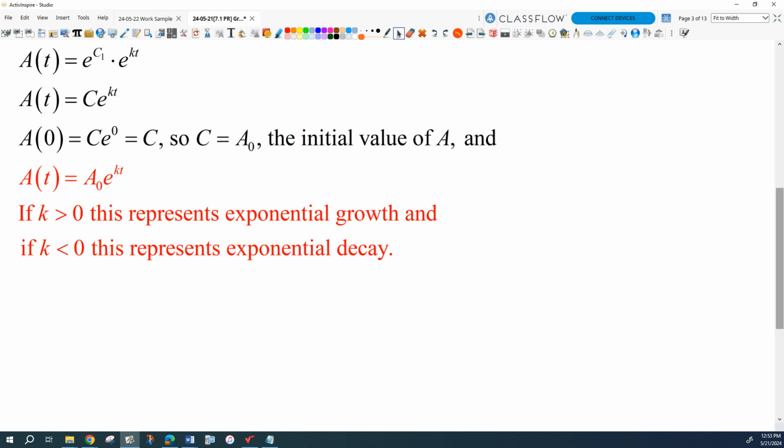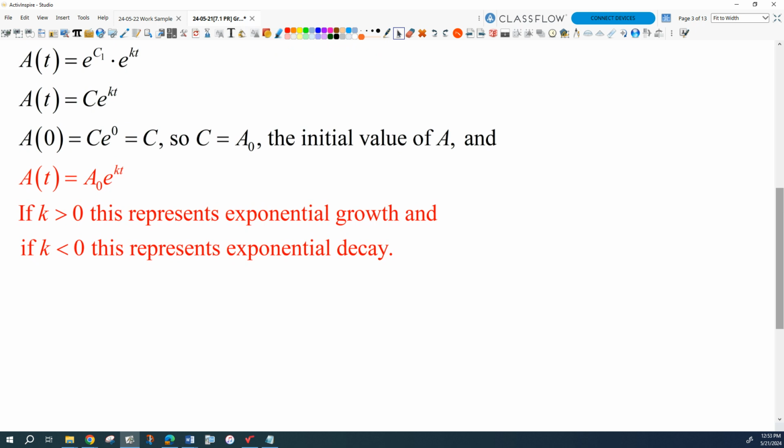The growth or decay constant is what we call that. If k is positive, it's a growth constant. That's exponential growth. If k is negative, it's decay. The amount is going to be decreasing with time, and that's exponential decay. Okay, makes sense? That's huge because many, many things follow this model.